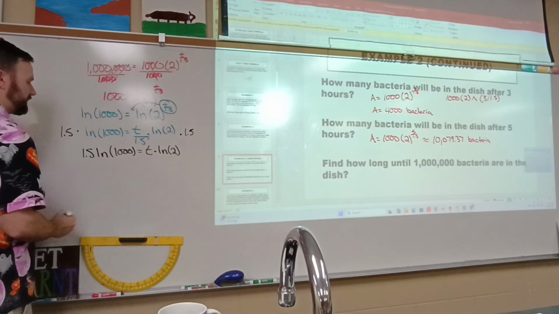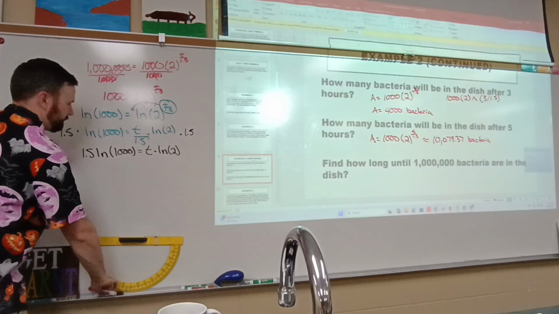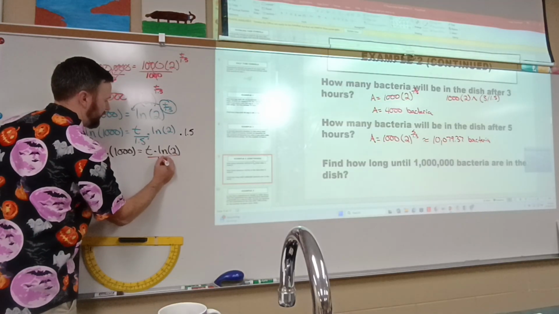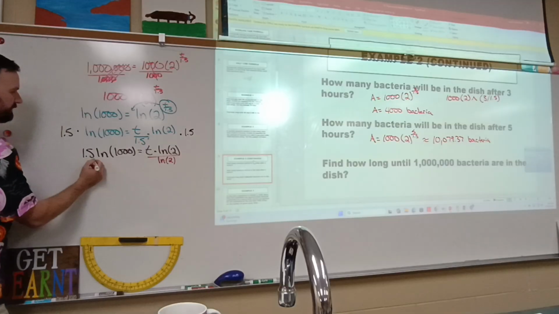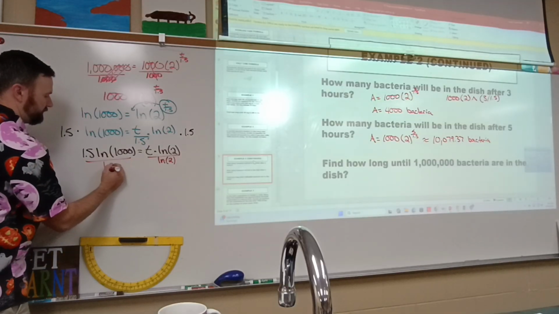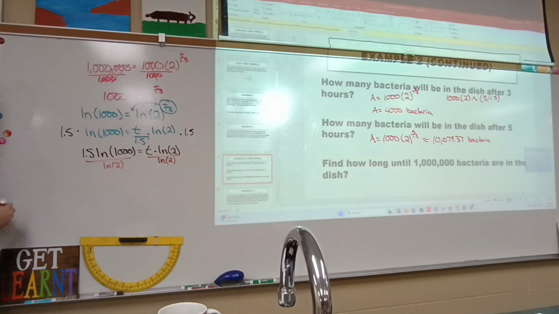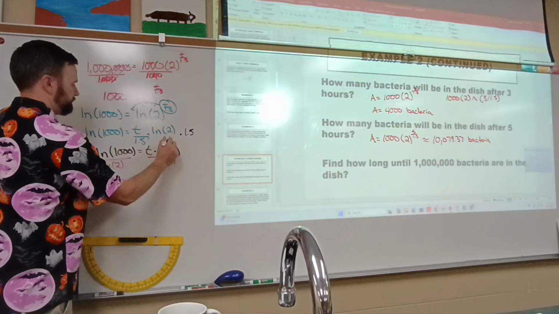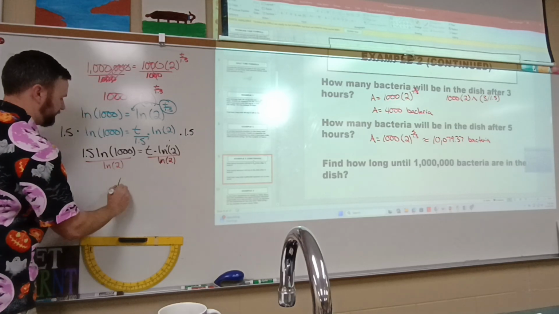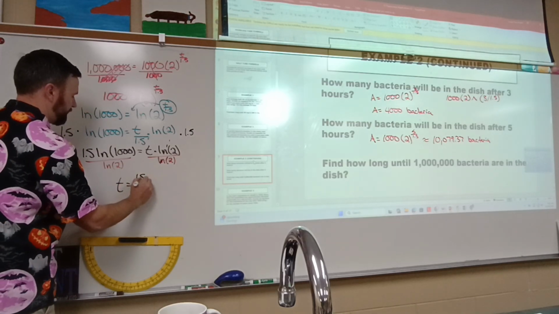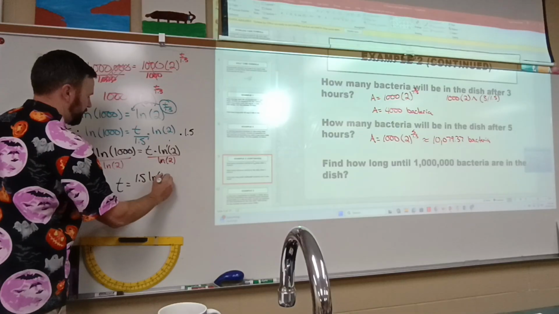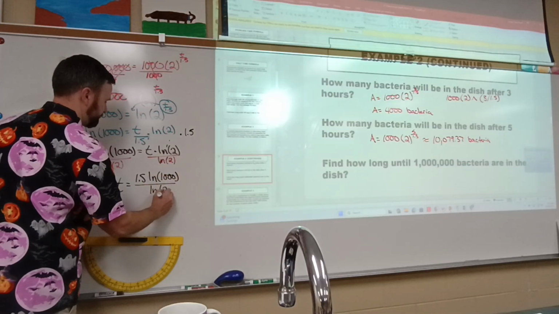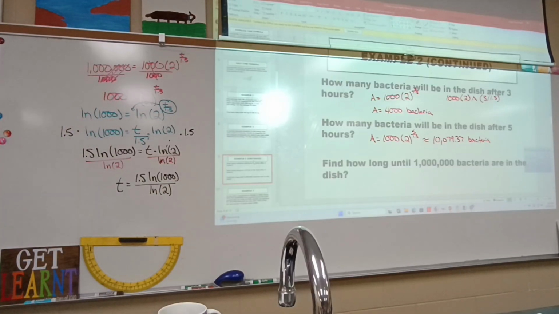Now that natural log of 2 is a number. How do I get rid of it? Oh, that's what I should do. I would divide by natural log of 2. Okay? Because then those will cancel. And I get t will equal 1.5 natural log of 1,000 over natural log of 2. Okay?